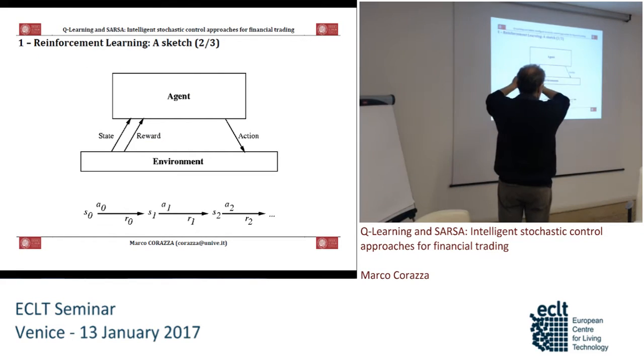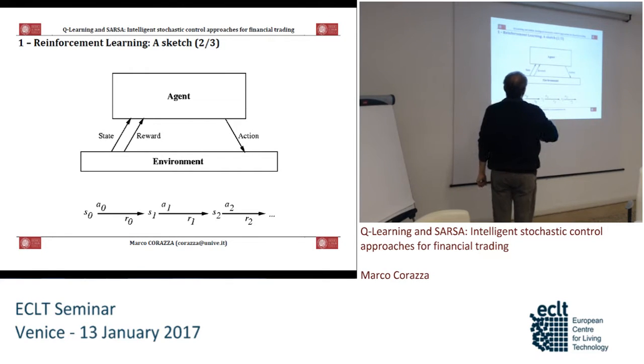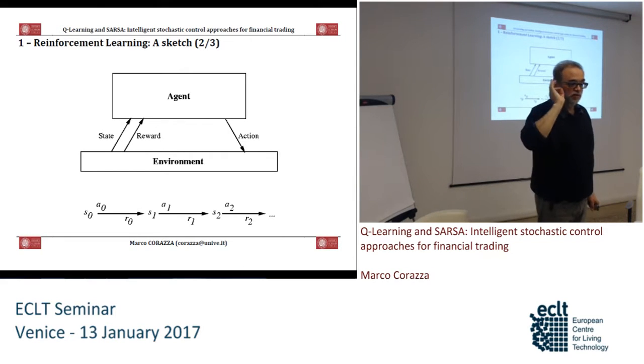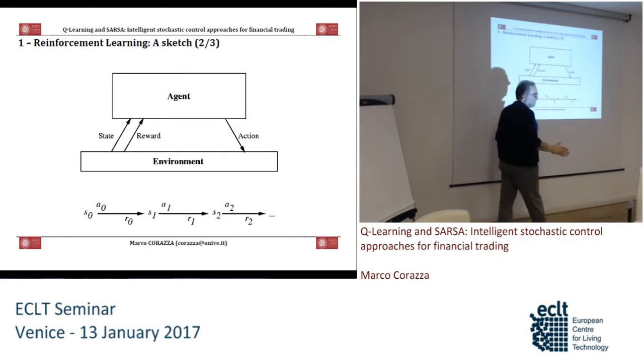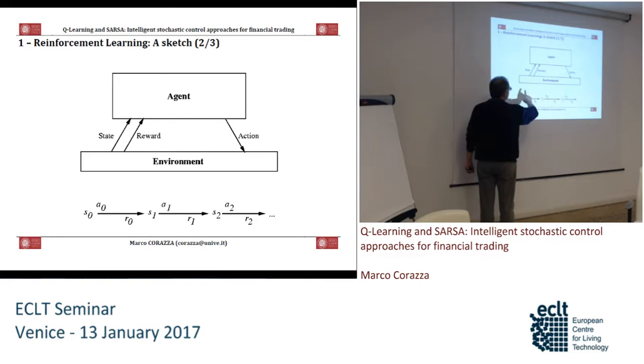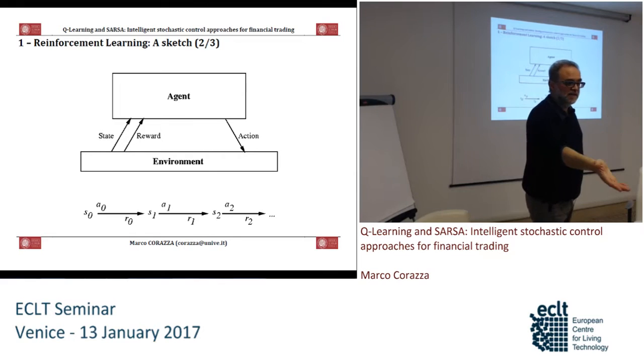Well, in short and in a graphical way, the philosophy underlying reinforcement learning can be represented in this way. We have an agent that in our case will be the trading system. We have an environment that in our case will be the financial market. And at the beginning, at time t equal to 0, the agent studies the environment by a set of states. Given these states, the agent takes an action. In our case, the action can be buy the asset, sell the asset, and so on.